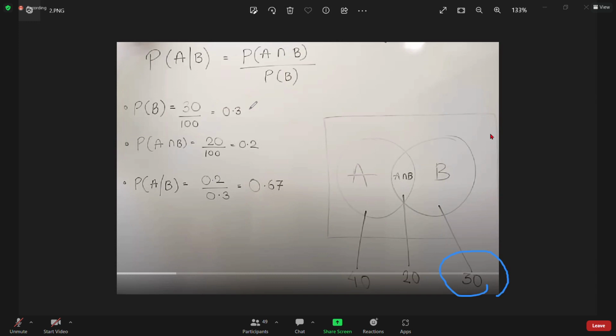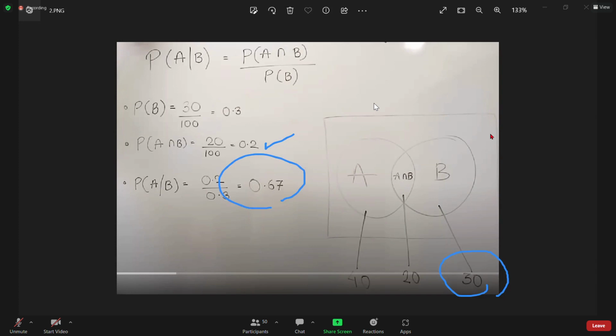Can I say this, guys? Which is 0.3. And the probability of A intersect B equals 20 by 100, which is 0.2. And to find the probability of A, given B has already occurred, it equals 0.2 divided by 0.3, and the answer is 67% in this case. Did you understand, team, what I'm trying to say? Online team, are you clear or not? Online here and here, hear me as well.